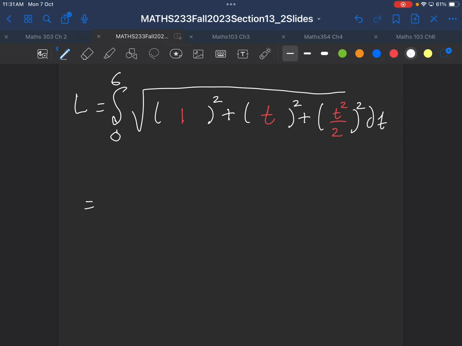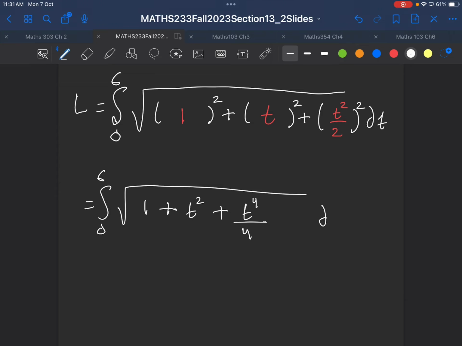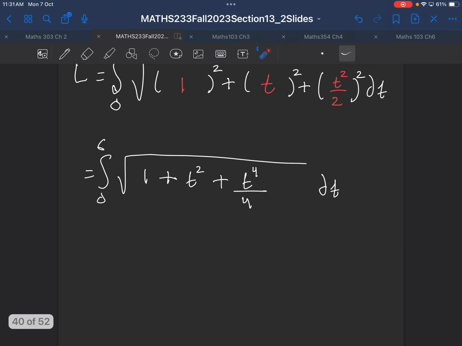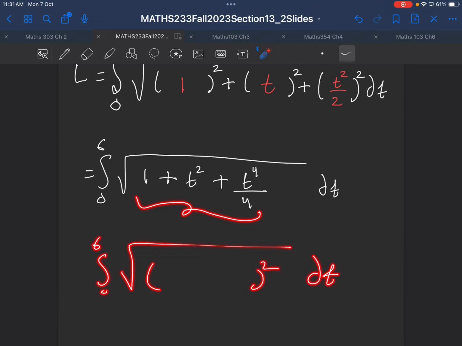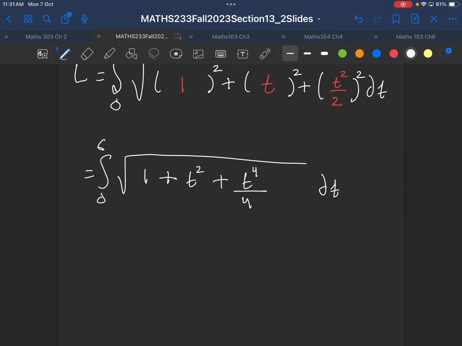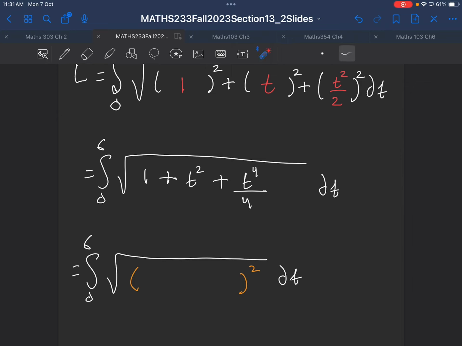Now we expand this square, so we get a big square root of 1 plus t squared plus t to the power 4 over 4 dt. Again, as we saw before, if we have 3 terms, my suspicion will be that this is a complete square. So let's try if this could be a complete square. And if it's a complete square, it will be easier for us to deal with. So complete square means I have to write it like this, and remember, a complete square means it should be a squared plus 2ab plus b squared.